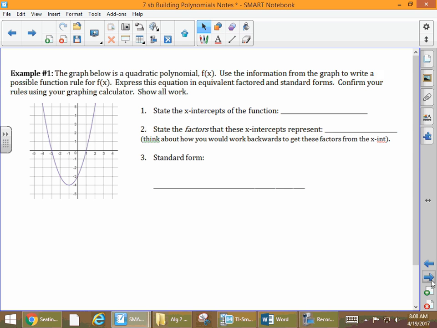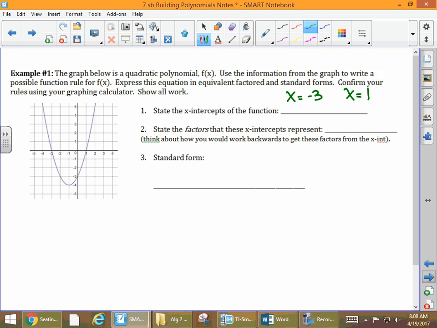So when we start with this, it says state the x-intercepts of the function, and I'm going to write a little bit above this line. But what's one of the x-intercepts of this function? Negative 3. I'm going to write it above that line. x equals negative 3. Our other value is going to be x equals 1. So there are our roots. We had to find them in the previous question.